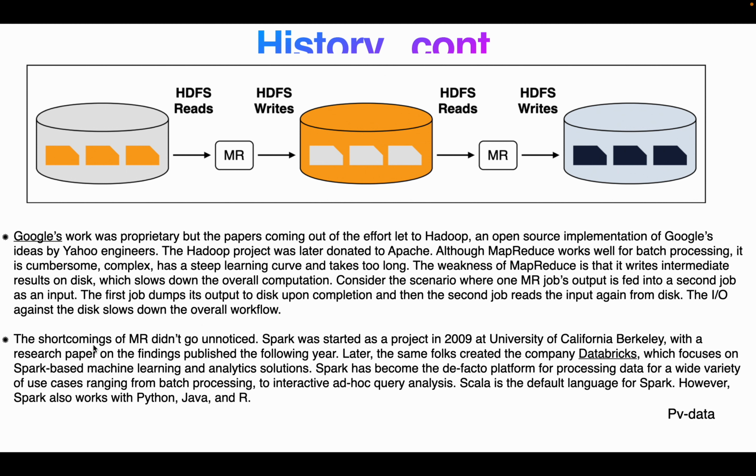The shortcomings and problems of MapReduce did not go unnoticed. Spark was started as a project to solve the MapReduce problem, at the University of California, Berkeley, in 2009, with a research paper published the following year. Later the same folks created a company called Databricks. You can go to these links, which I will provide in my video. And the Spark paper is focused on Spark based machine learning and analytics solutions.